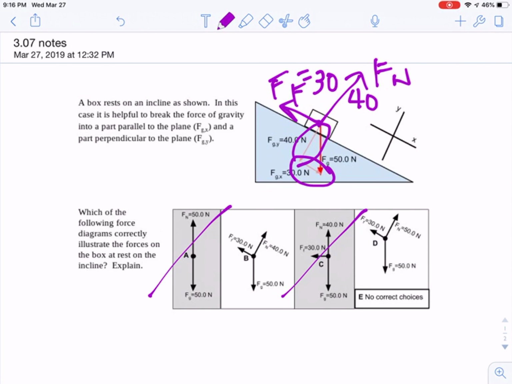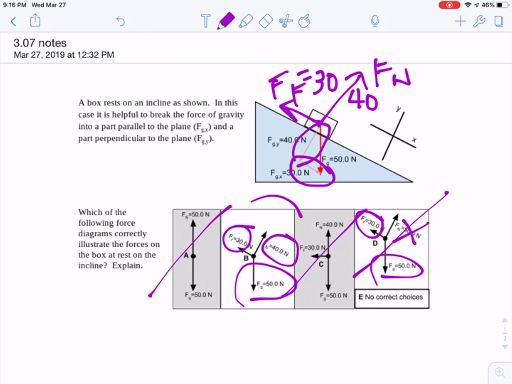So when you look down here, we've got force of gravity going down in both of these. Force of friction is 30 in both of these, and then normal force is 40 here. Over there it's 50, so that's wrong. This is the correct answer. I know it says explain. I've already verbally explained why, and you guys should just explain that yourselves.